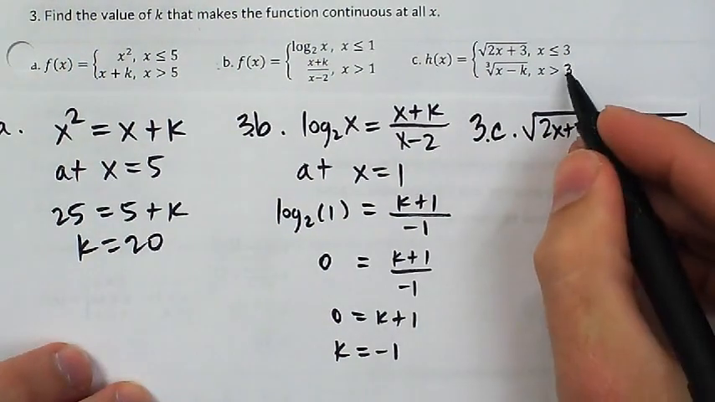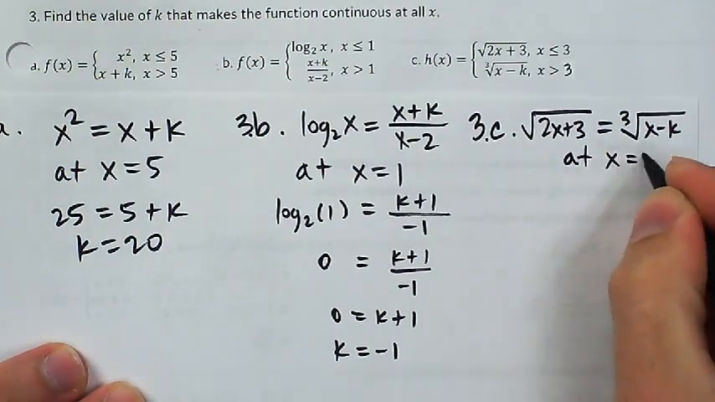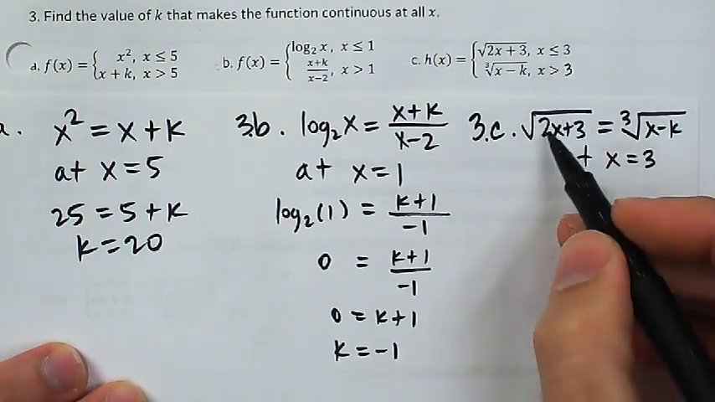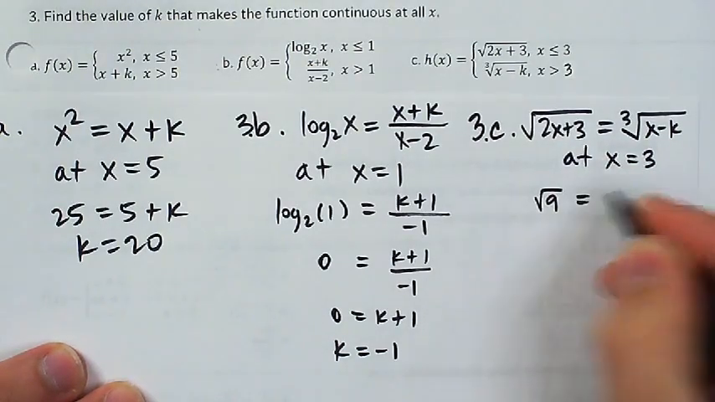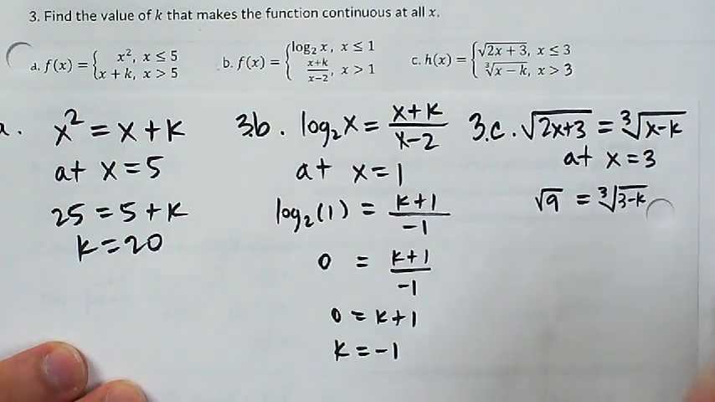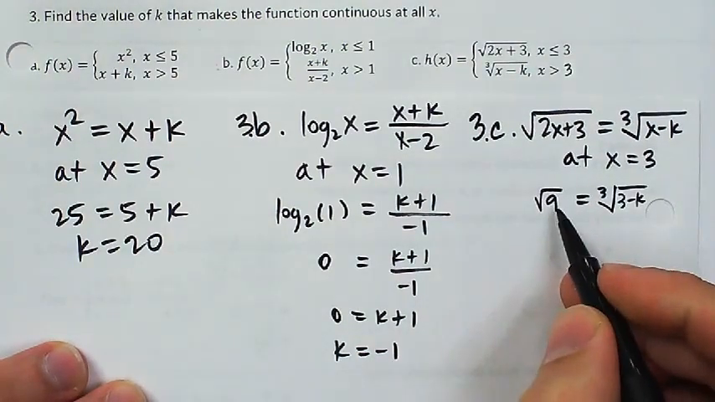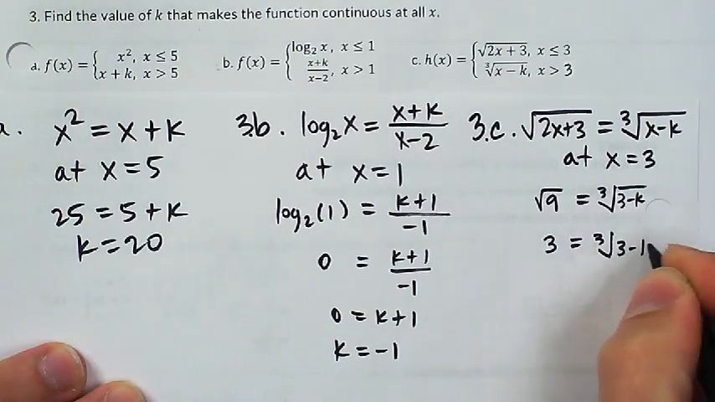All right, yes, that definitely needs to be a 3 there. So this is going to be at x equals 3. So I'm going to plug in 3. 2 times 3 is 6, add 3 more is the square root of 9. That's going to be positive 3. Equals the cube root of 3 minus k. Okay, so the square root of 9 is equal to 3, equals the cube root of 3 minus k.